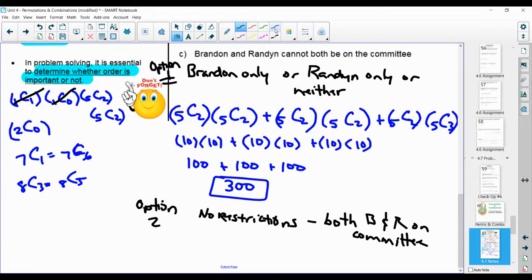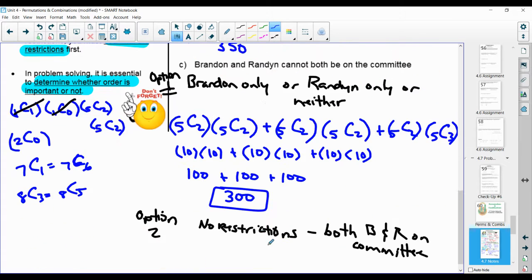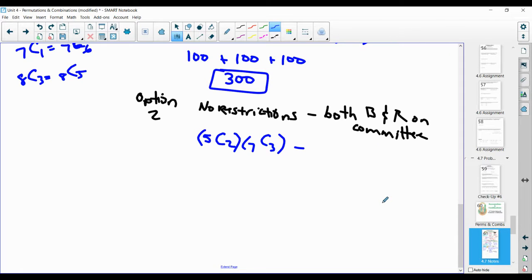All right, so let's take a look at what that looks like. If there's no restrictions, we already did this before, there's 350 ways. So if there's no restrictions, that's just 5 females choose 2 and 7 males choose 3. Now, if both boys have to be on the committee, then we're going to have the same amount of females, so 5 choose 2. But if both males have to be on the committee, that's like saying 2 choose 2. And so I won't write that out because 2 choose 2 is just 1.